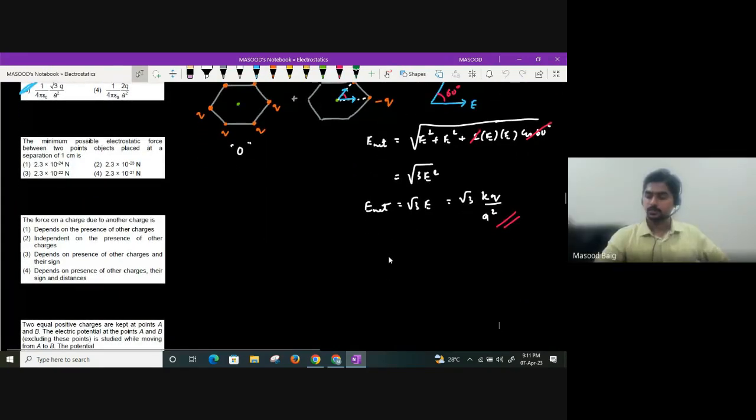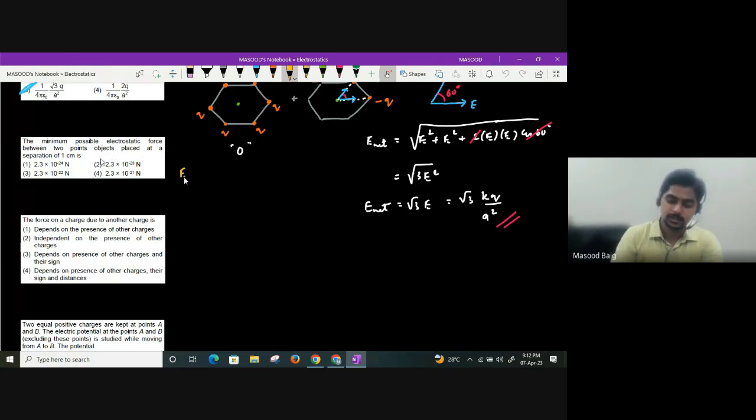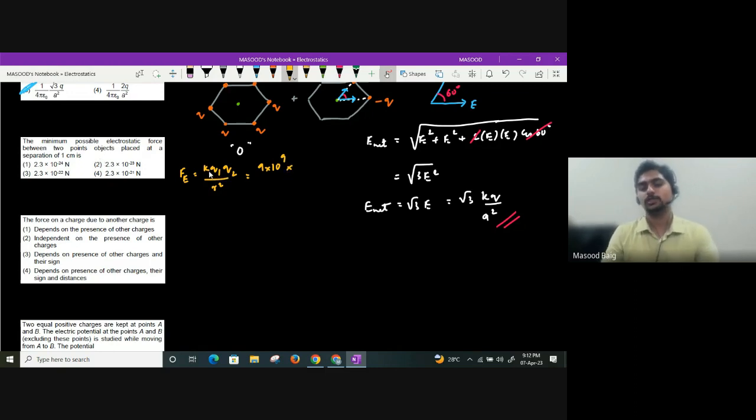What is the minimum possible electrostatic force of attraction between two point objects placed at a separation of 1 centimeter, they are asking. So what is electrostatic force given as? K Q1 Q2 divided by R square. Minimum, they are saying, means Q1 and Q2 will be equal to E, guys. So K value, if I consider, is 9 into 10 power 9. Q1 and Q2 both should be equal to the basic unit of charge, E. E is 1.6 into 10 power minus 19. So if I write E into E, it will become E square. Yes or no?